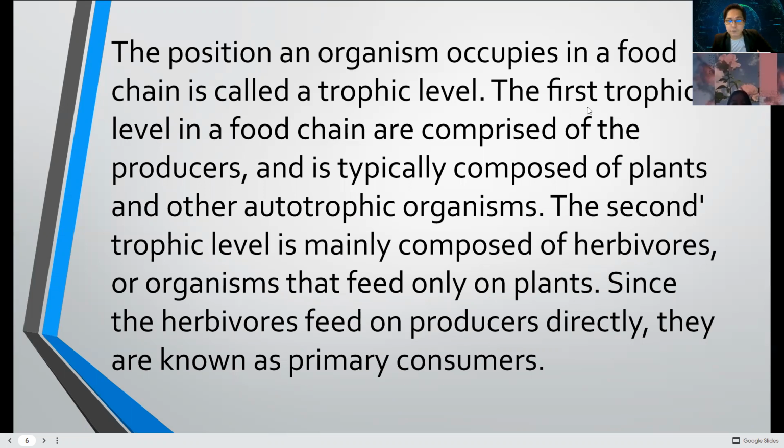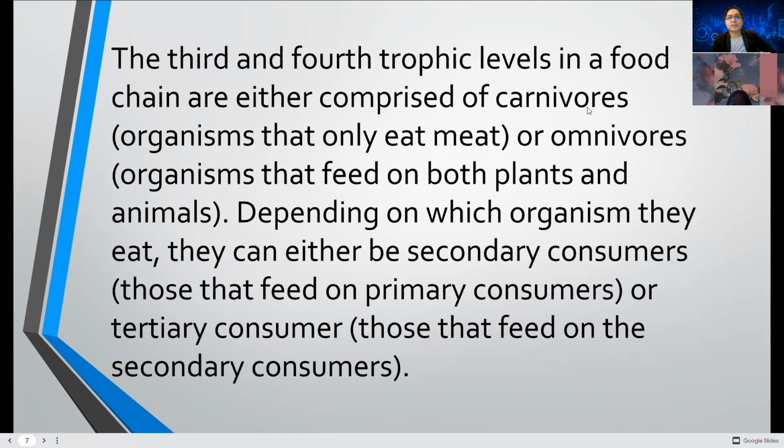Since the herbivores fed on producers directly, they are known as primary consumers. Take note that the primary consumers are herbivores. The third and the fourth trophic level in the food chain are composed of carnivores, organisms that only eat meat, or the omnivores. These are organisms that fed on both plants and animals. Omnivores. We are omnivores.